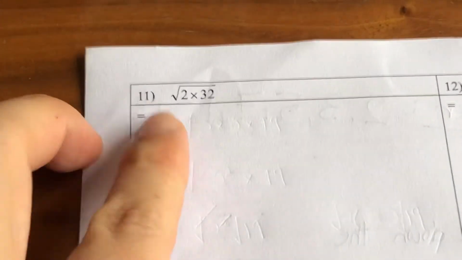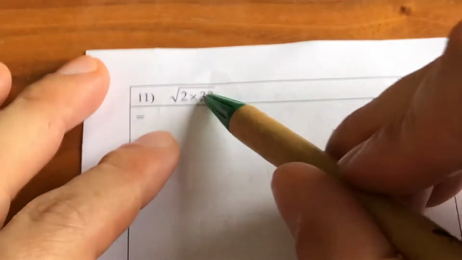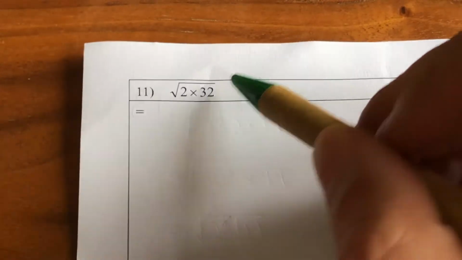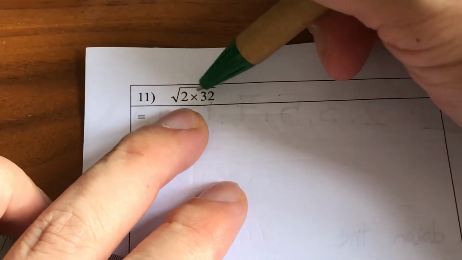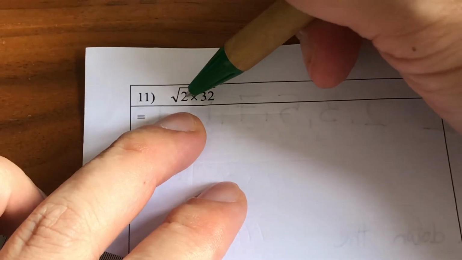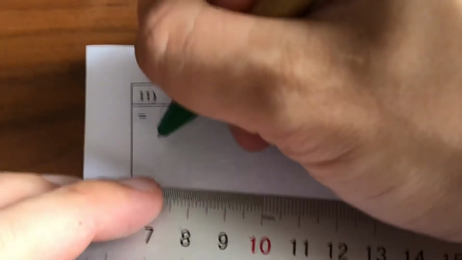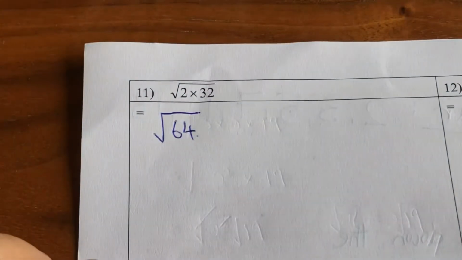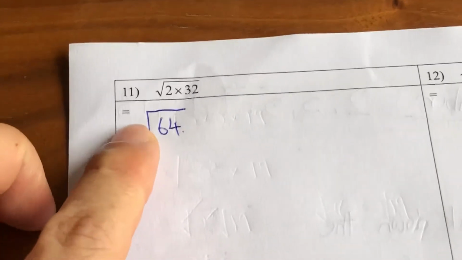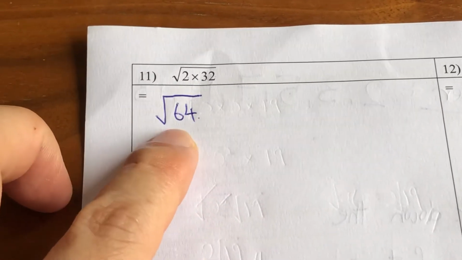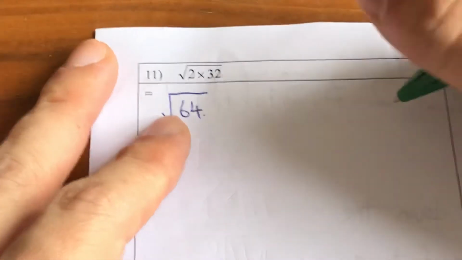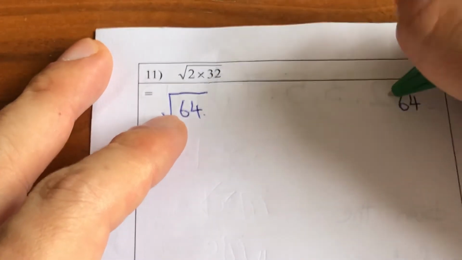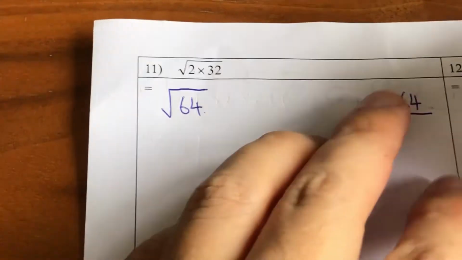So number 11, this one. Now you have to simplify this. So what do we do? First of all, the numbers inside the square root. What's going on? 2 times 32. What is that? 2 times 32 is 64, right? 64. So you have to simplify square root of 64. So first of all, you have to break it down into prime number factors, so you have to use short division. So you have to use a prime number.